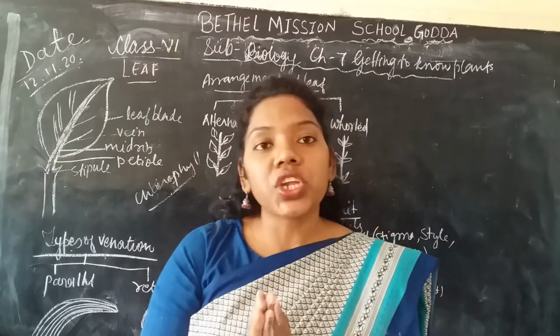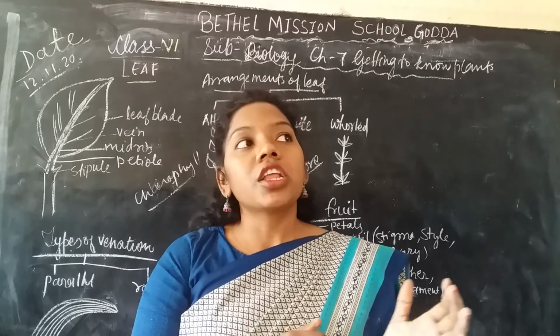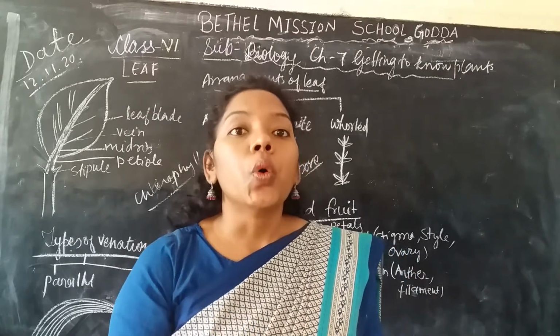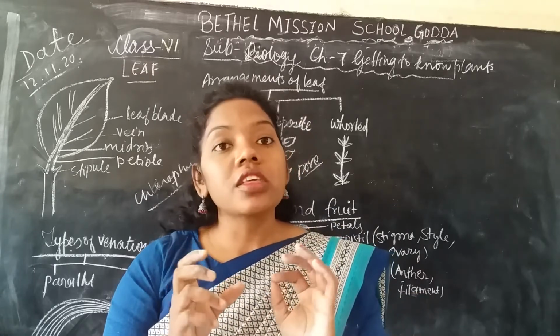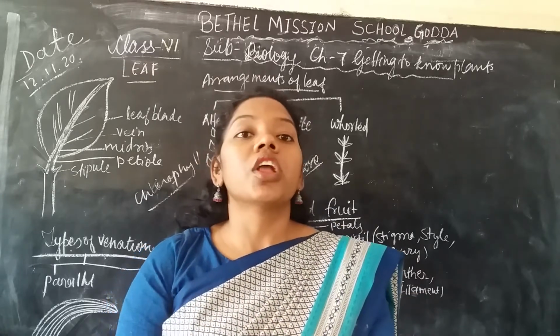Next, transpiration. Transpiration means the releasing of water vapor from the surface of the leaf. This happens due to the stomata which are present on the leaf.